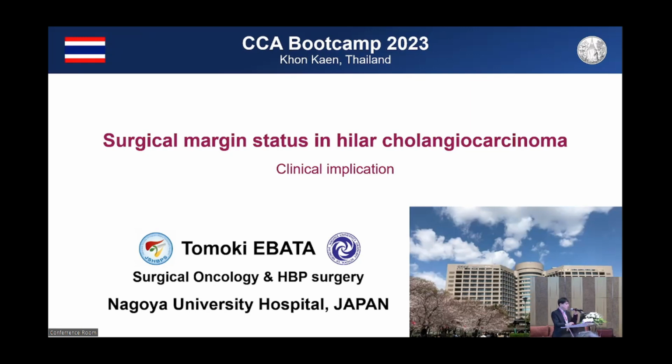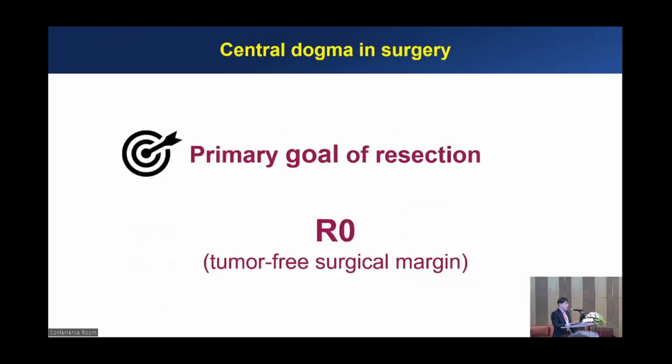Today, my first talk is surgical margin status in hilar cholangiocarcinoma. Everybody knows the primary goal of resection is R0, meaning a tumor-free surgical margin. It's like a central dogma in resection surgery. But the oncologic utility of this guide depends on clinical situations. We don't need to follow the R0 concept in some specific situations. I will talk about the ironical point in this central dogma.